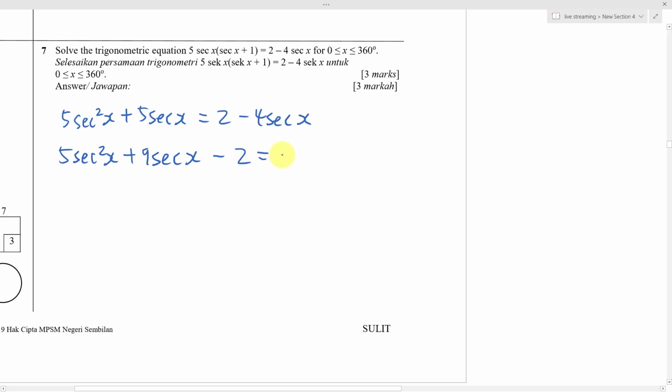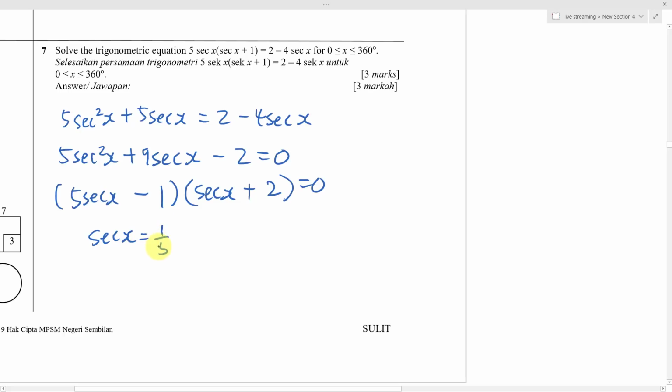Minus 2 equals 0. And then I will factorize it as usual. This is 5 sec x, and this is sec x. And these should be 2 and 1, one positive and one negative. Then sec x equals 1 over 5, and sec x equals negative 2. Alright, this one, if you solve it, you can basically reject it, because you get cos x equals 5, which is not possible because cos cannot have any value more than 1. So I will reject this one, and I only do this one.